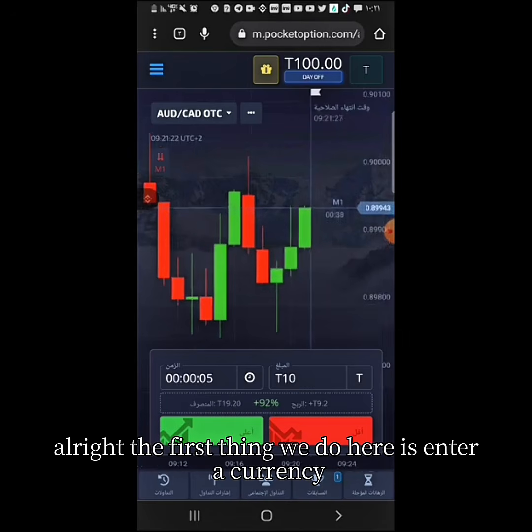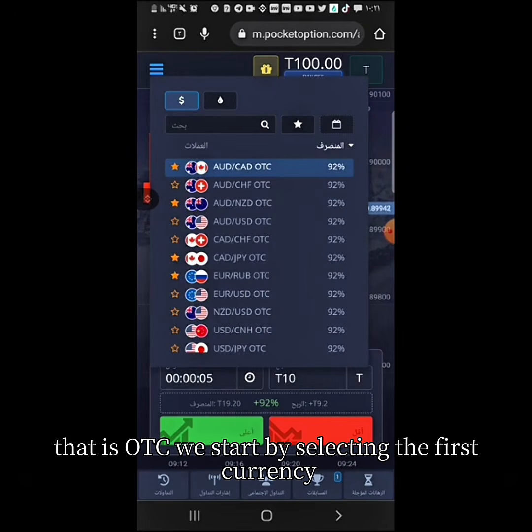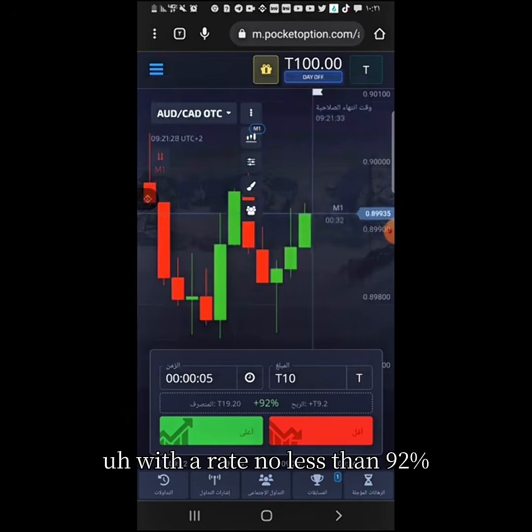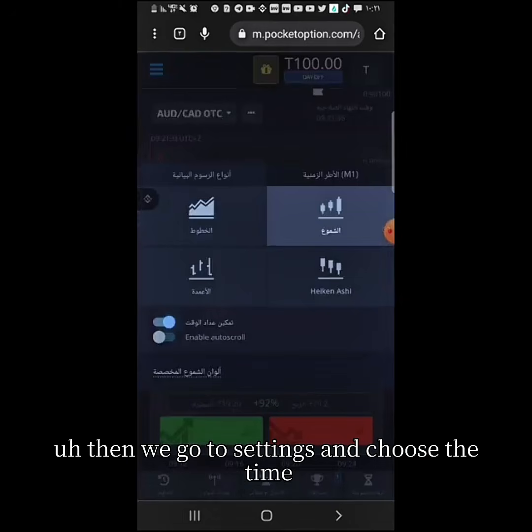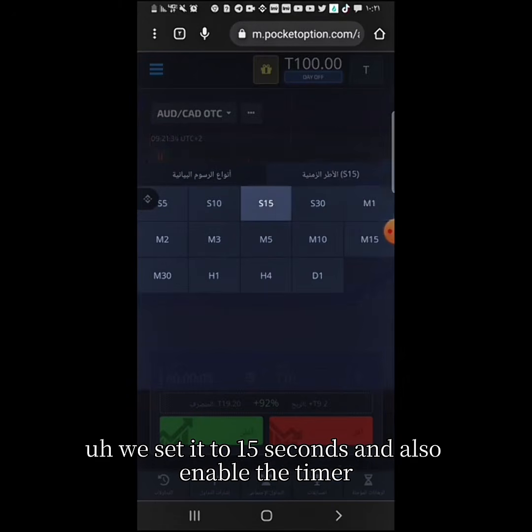All right, the first thing we do here is enter a currency that is OTC. We start by selecting the first currency with a rate no less than 92%. Then we go to settings and choose the time. We set it to 15 seconds and also enable the timer.